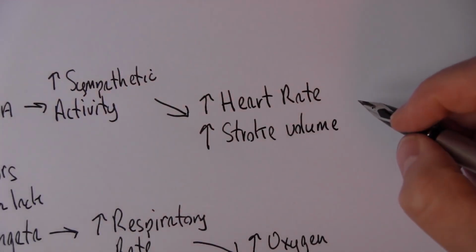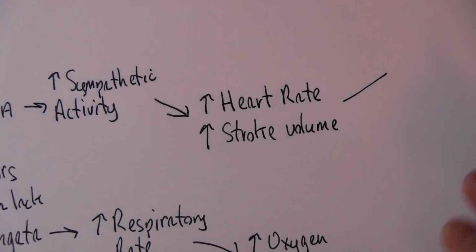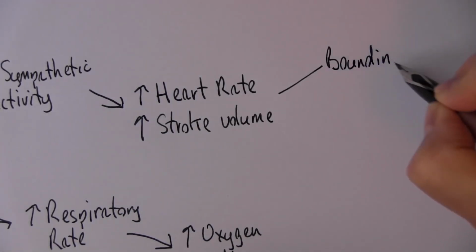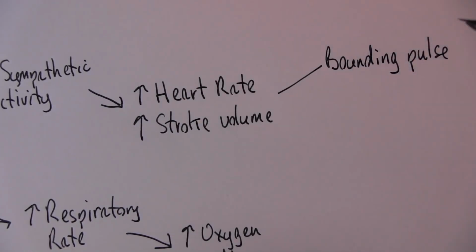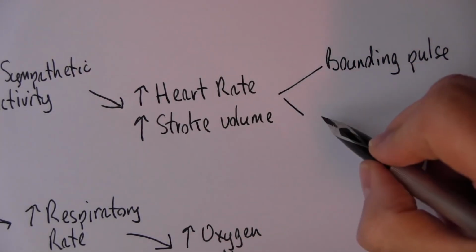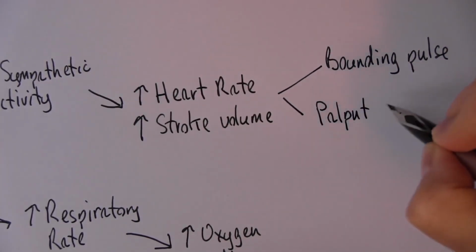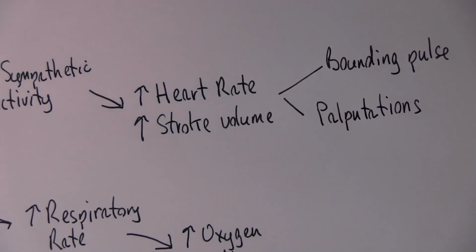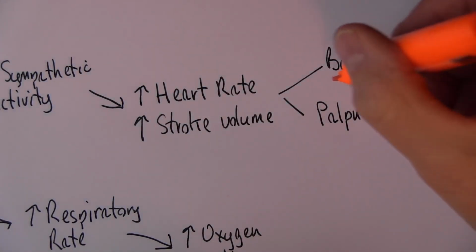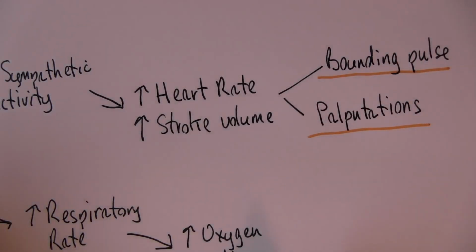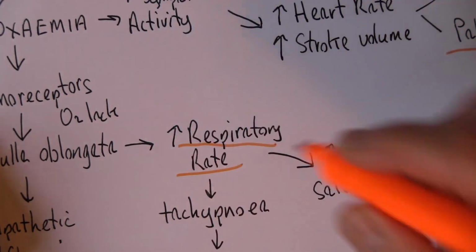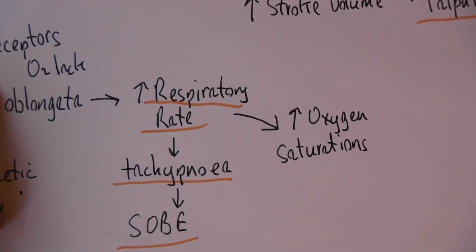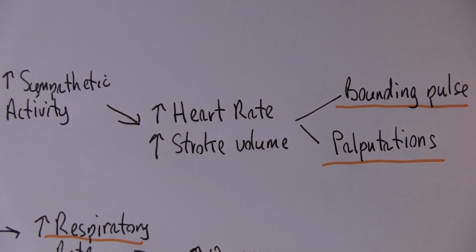And this is going to give rise to clinical features. So one of the clinical features we have in anaemia is a bounding pulse. The pulse is more bounding than usual. And it can also lead to palpitations. The patient becomes aware of their heart beating. So again, we can highlight the clinical features here. Bounding pulse, palpitations, increased respiratory rate. These are things we actually see, or the patient reports: tachypnea, shortness of breath on exertion. Right.